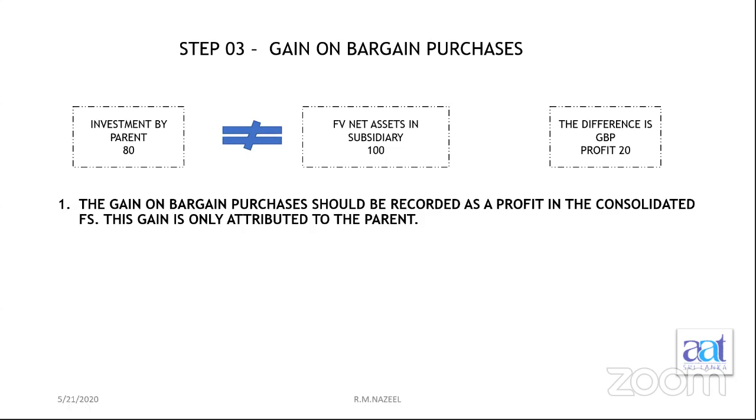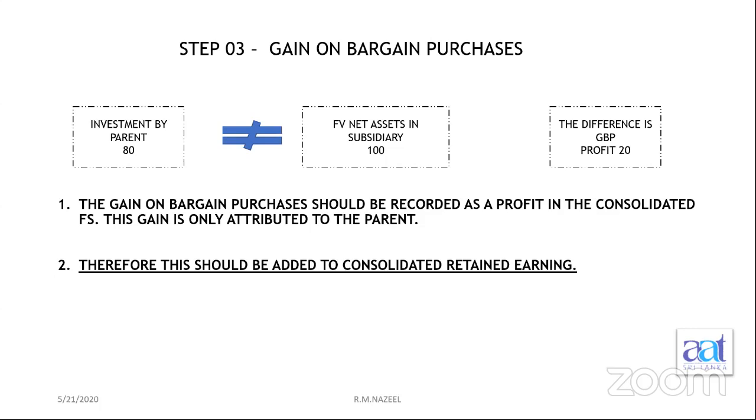Why? The parent company goes and buys the subsidiary. So therefore, it's a profit for them, right? Therefore, it should be added to consolidated retained earnings. What is this consolidated retained earnings? This is the total amount of profit earned and the share of profit taken from the subsidiary company.